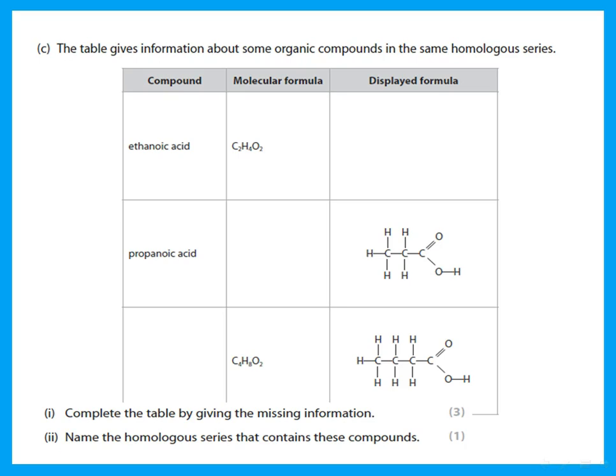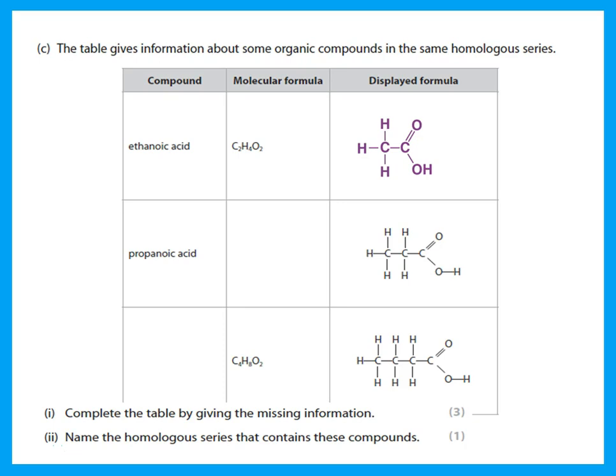Then he says, complete the table, and he says, I have ethanoic acid. How do we draw the displayed formula of ethanoic acid? Remember that Eth means 2 carbons, Acid means it has double bond O, single bond OH. So that is how you draw the displayed formula of ethanoic acid.